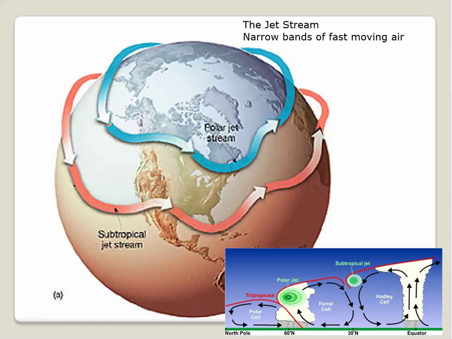Down in the lower right, you see the Hadley cell, and then the next one north, which is these Ferrel cells, and they show that these jet streams are actually tucked right around the edges of these contact points between these different cells. The Hadley cell is not the only cell going on there. North of that, there's another thing called a Ferrel cell that is turning the opposite direction.